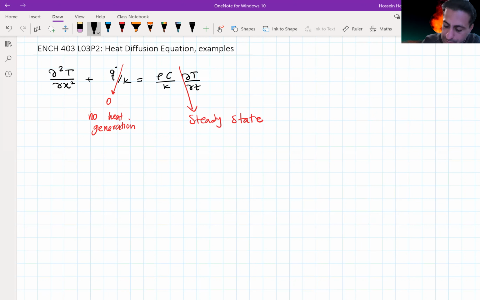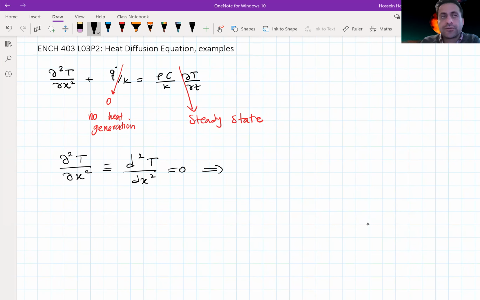What we end up with is the only term being the second gradient of temperature. Since this is now an ordinary differential equation, if you take the integral of both sides, what you end up with is dT over dx is constant. And this is Fourier's law.